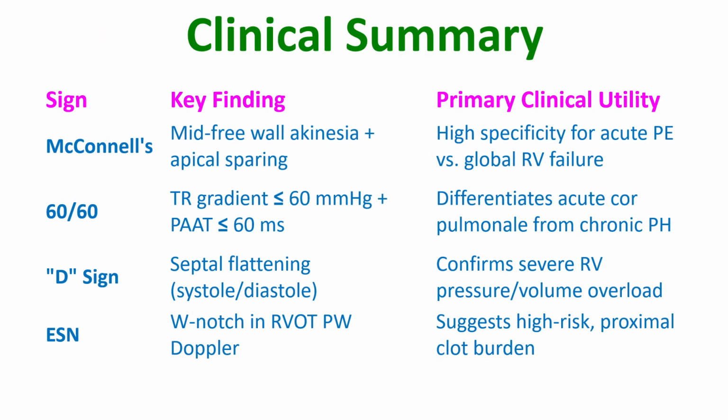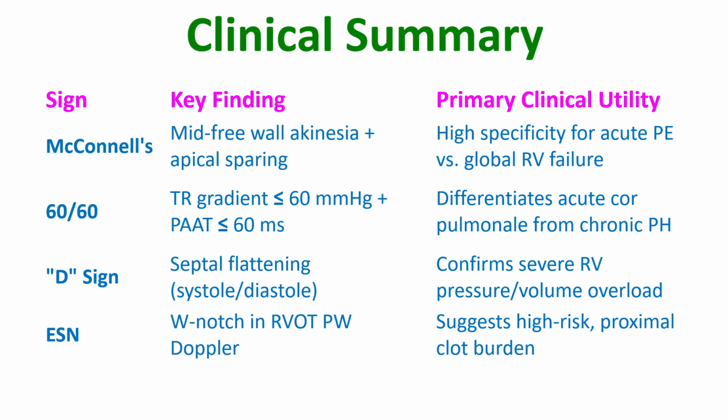Here are the key findings at a glance. McConnell sign, mid-free wall akinesia plus apical sparing. Primary clinical utility, high specificity for acute pulmonary embolism versus global RV failure. 60/60 sign, TR gradient 60 millimeters of mercury or less, and pulmonary artery acceleration time 60 milliseconds or less. Differentiates acute pulmonary embolism from chronic pulmonary hypertension.